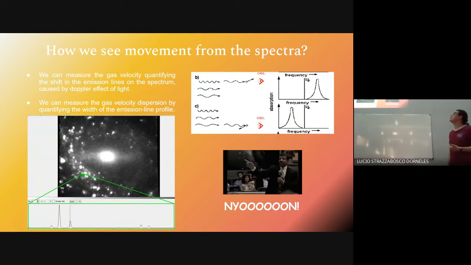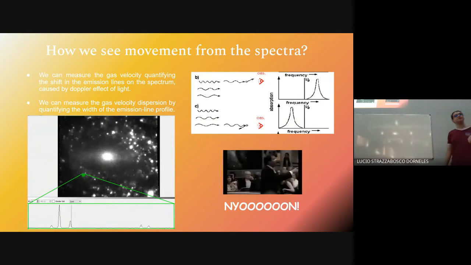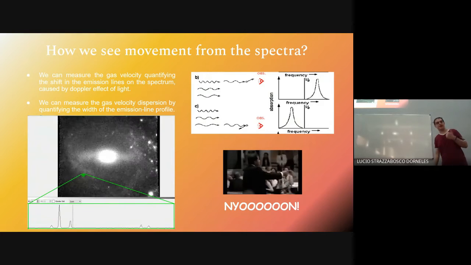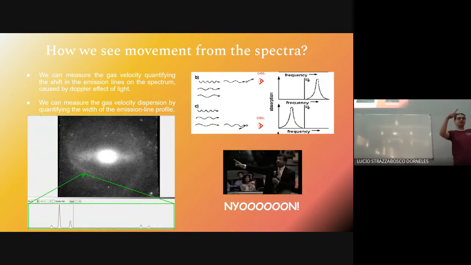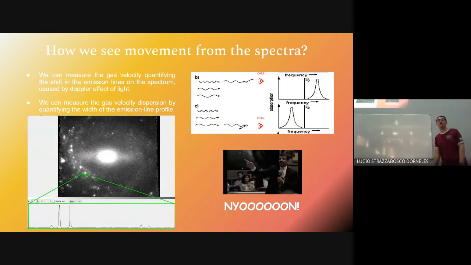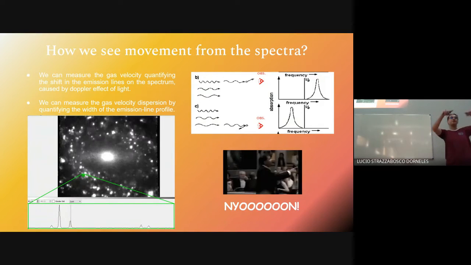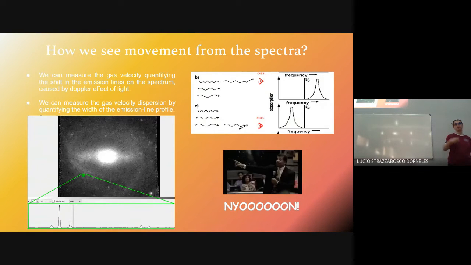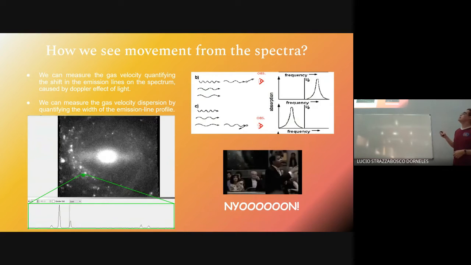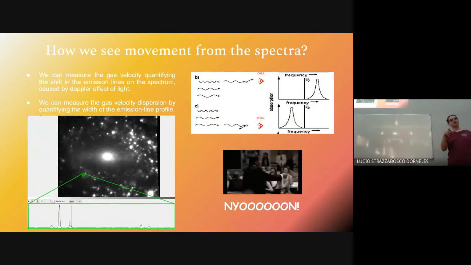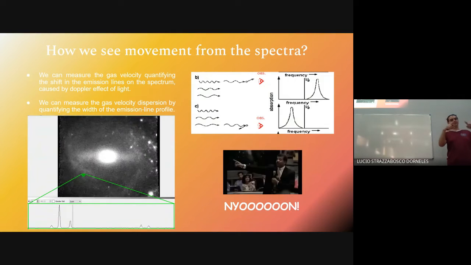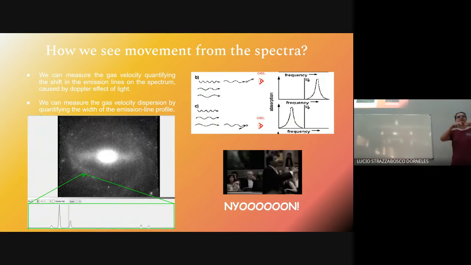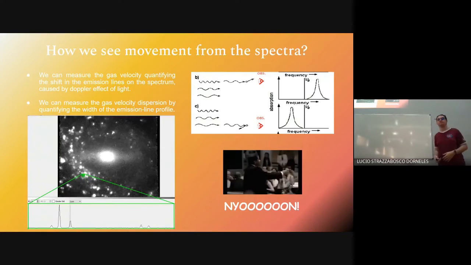The second one is the velocity dispersion, and we measure that by seeing how broad the base of the line emission is. If the line emission is very narrow, the gas is not very perturbed or shuffled, I don't know the right word. And if the base of the emission line is very broad, we have gas that is very disturbed from the point of view of the galaxy.